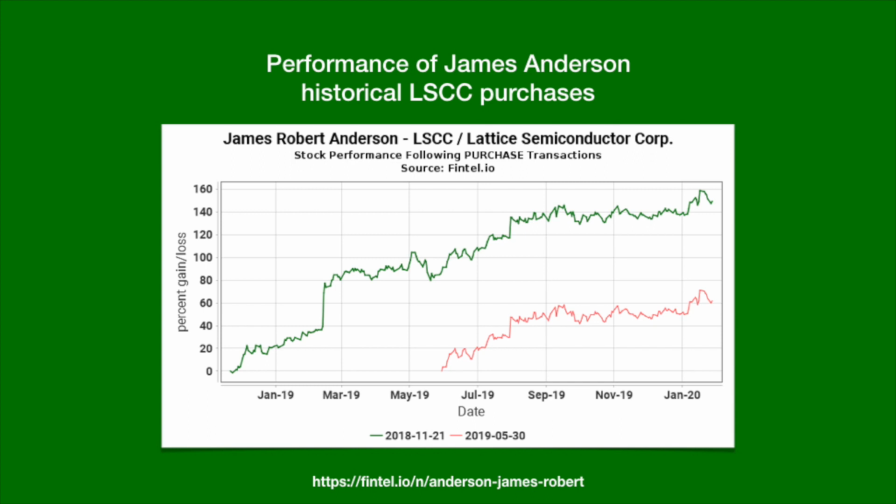This is very similar to the prior one, except that it shows two trades. We start with a trade on November 21st, 2018. You can see that it started with 0% gain or loss, and over, it looks like about a year and a half maybe, the total performance of that trade, it was a purchase, the share price rose 150% after that trade. You can see a second trade was made on 5/30/2019. This is the red line, and the share price went up 60% in the time subsequent to that trade. So I'm hoping you're getting the idea here.